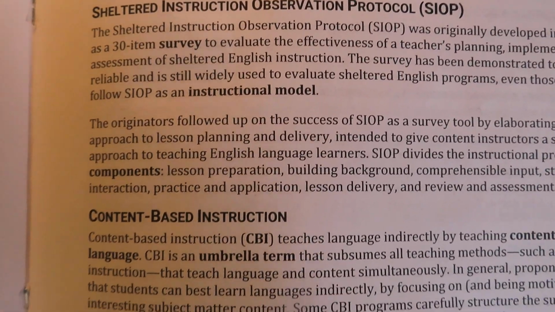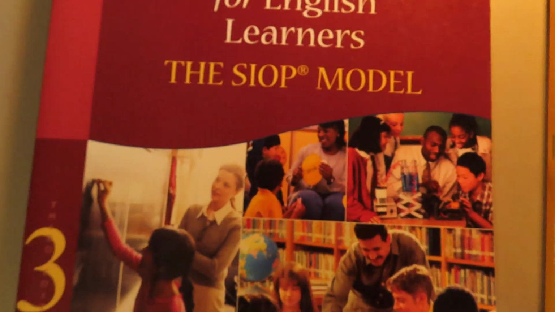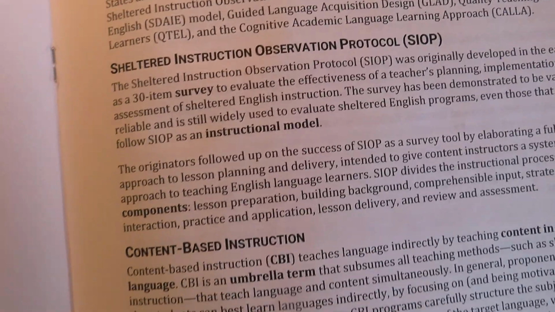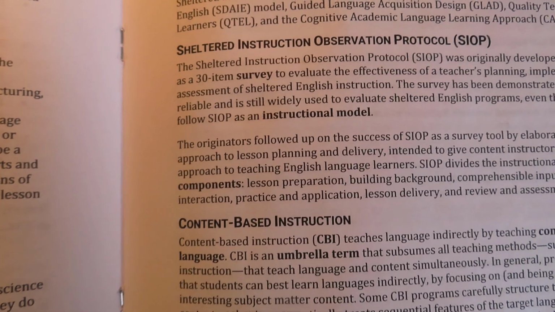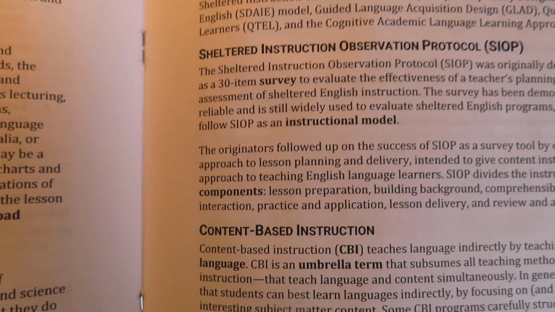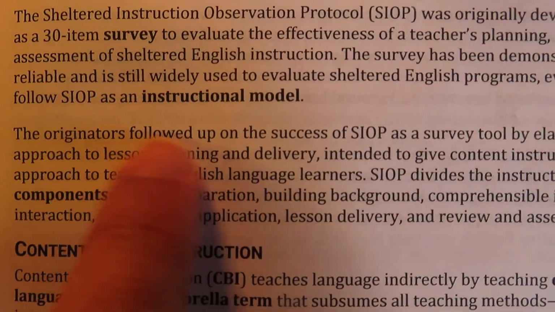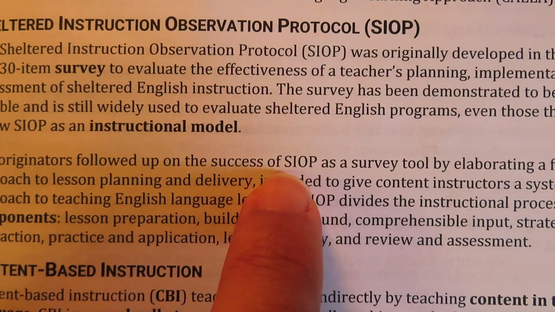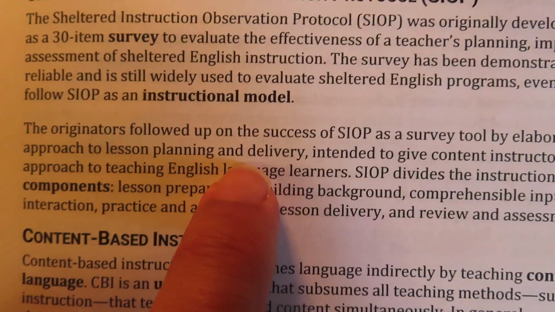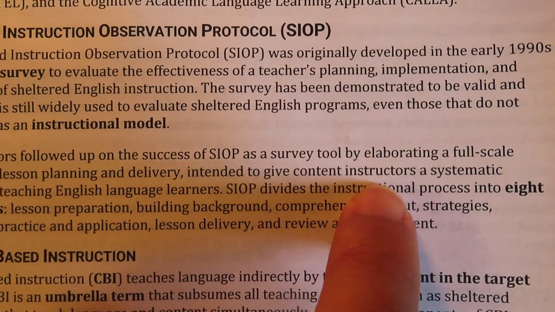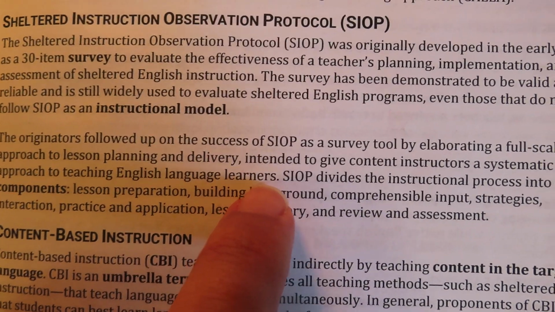So it sounds like this isn't entirely clear here, but from information I got from this book and I guess from Wikipedia, I get the impression that it started as a checklist of things to look for in the lesson, and then that checklist was made available for teachers as a planning aid. The originators followed up on the success of SIOP as a survey tool by elaborating a full-scale approach to lesson planning and delivery, intended to give content instructors a systematic approach to teaching English language learners.